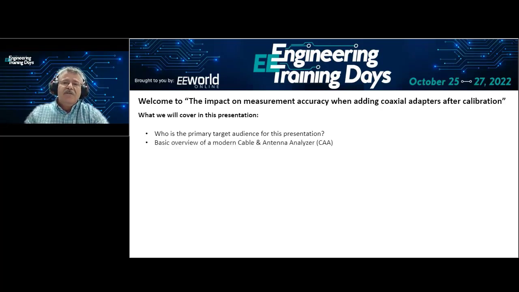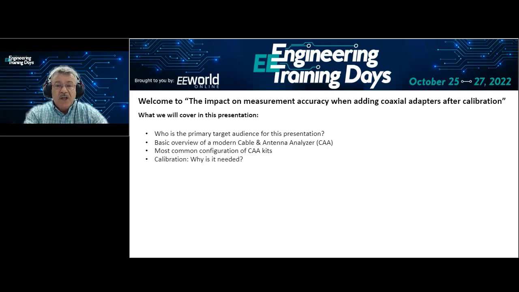We'll do a basic overview of what a modern cable antenna analyzer actually is. It may not be apparent to some people. We'll talk about the most common configuration for calibration antenna analyzer kits. We'll talk about calibration and why is it needed. Sometimes that's not clearly understood by some people. And then here comes the problem. You get to a site, but the connector is different on the device you need to measure. And what do you do now?